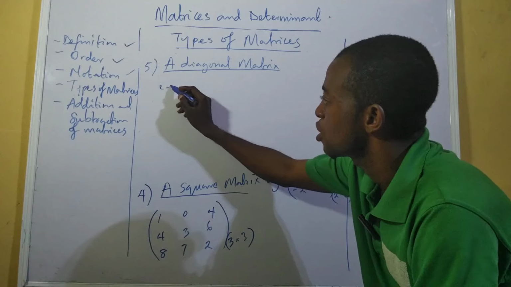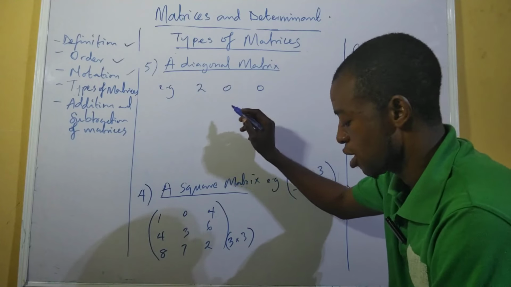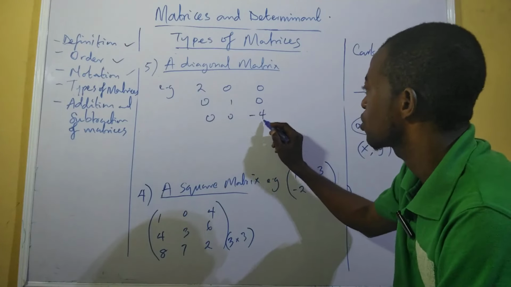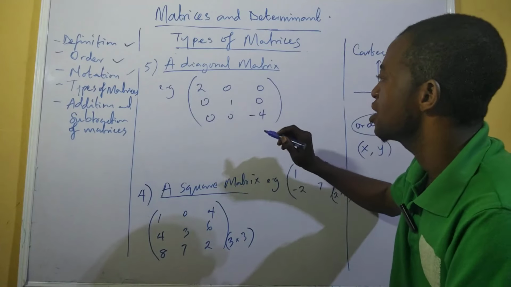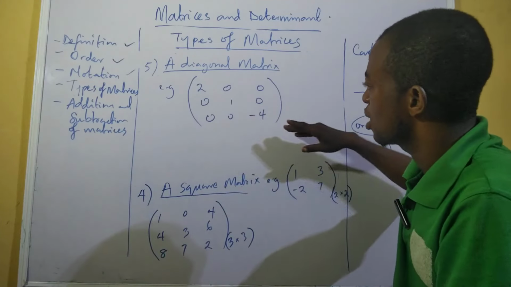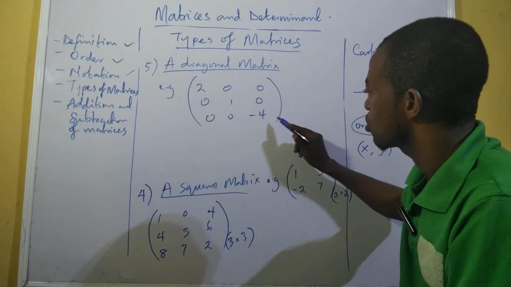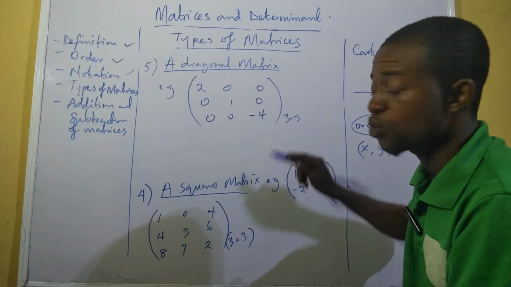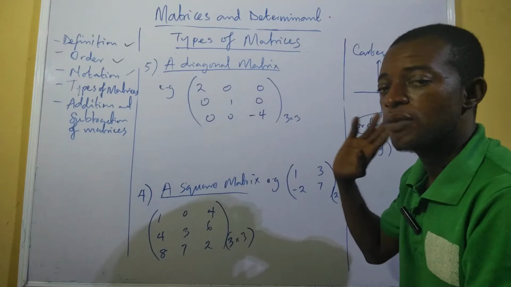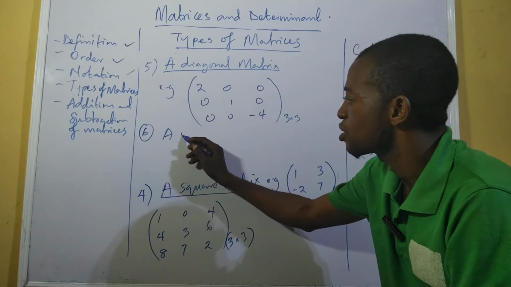Let's look at the example. Here we have something like 2, 0, 0, 0, 1, 0, 0, 0, minus 4. This is an example of a diagonal matrix. This is what we mean by leading diagonal, from the top left down. So this is the diagonal. This is a 3 by 3 matrix, that's why we say it's a square matrix, in which only the leading diagonal has numbers. The rest are zeros.